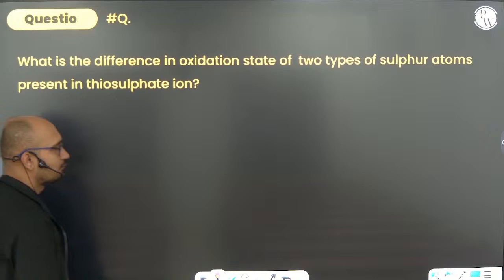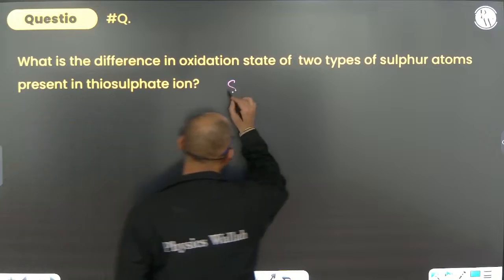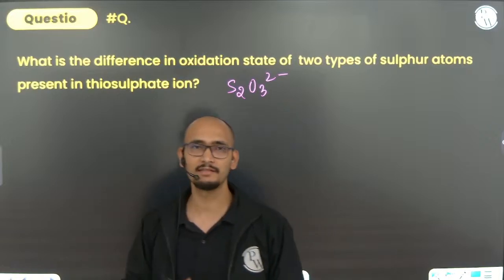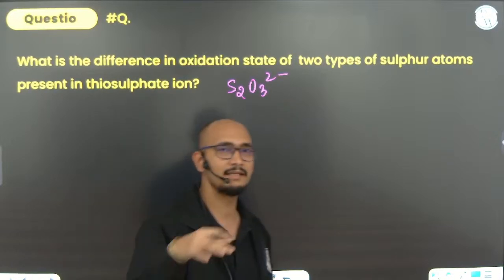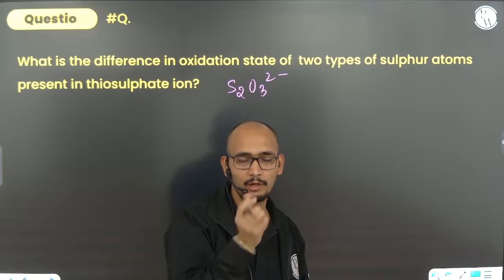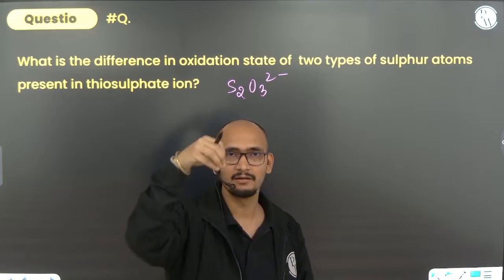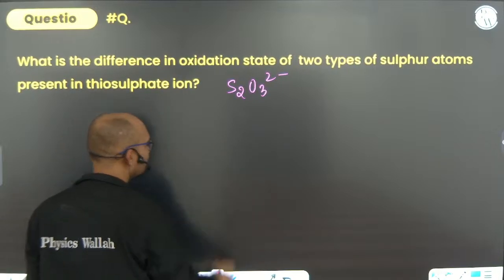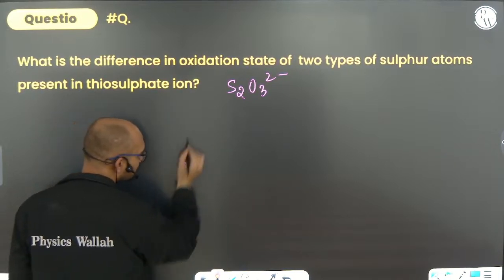Next, what is the difference in oxidation state of the two types of sulfur atoms present in the thiosulfate? What is the thiosulfate ion? I hope everyone knows that. S2O3 2- is thiosulfate. When is thio used? Whenever there is any element or substance or compound, if you remove oxygen and replace oxygen by sulfur, the prefix thio is used. Though it doesn't matter. Just use it.